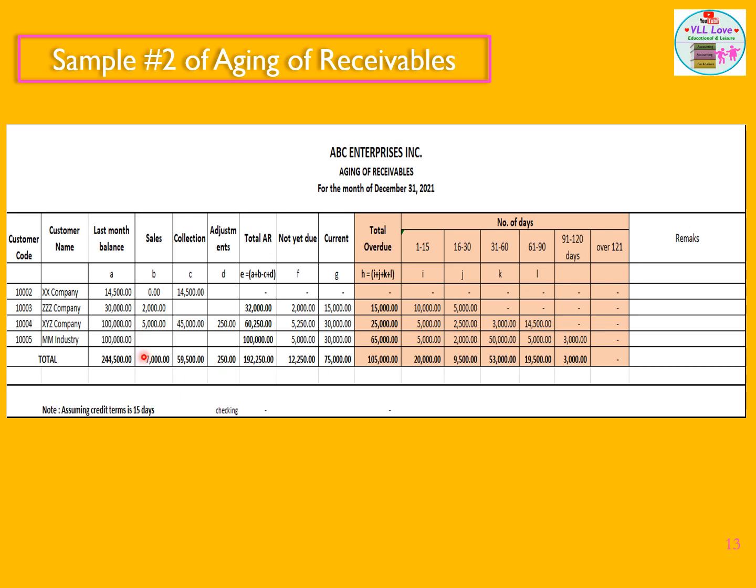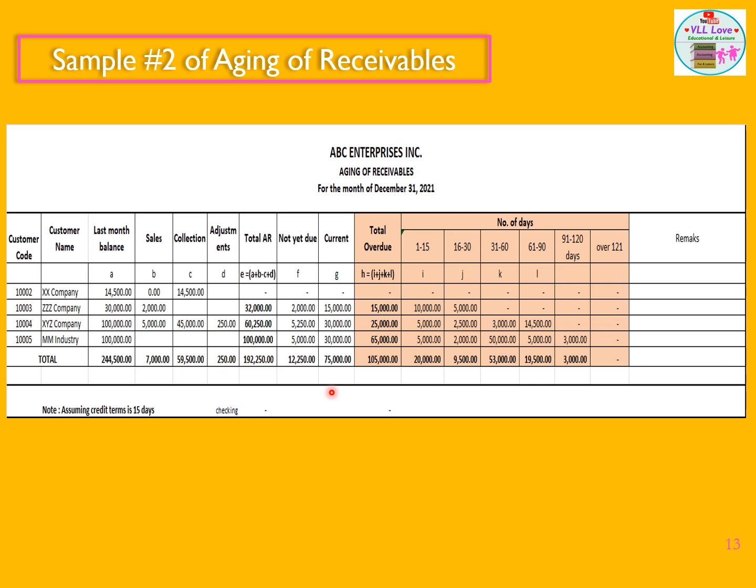Last month balance is 100,000. Total AR is 100,000. No sales, no collection. Not yet due is 5,000. Current is 30,000. Total overdue is 65,000, where 5,000 of which is 1 to 15 days overdue. 16 to 30 days overdue is 2,000. 31 to 60 days overdue is 50,000. 5,000 is 61 to 90 days overdue. And 91 to 120 days overdue is 3,000.